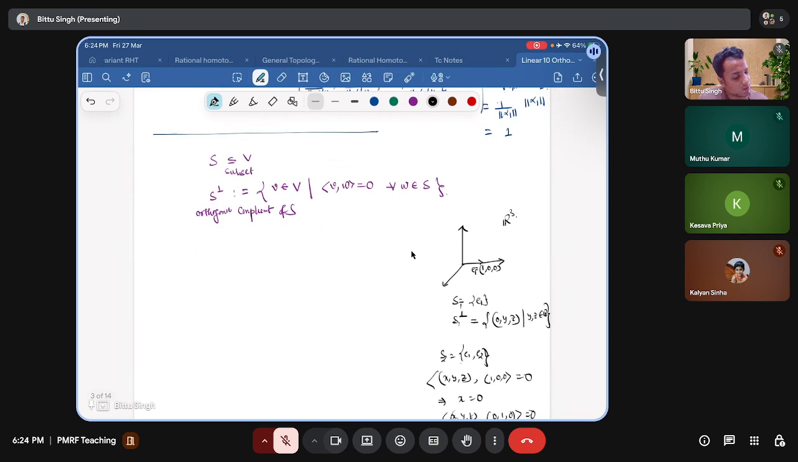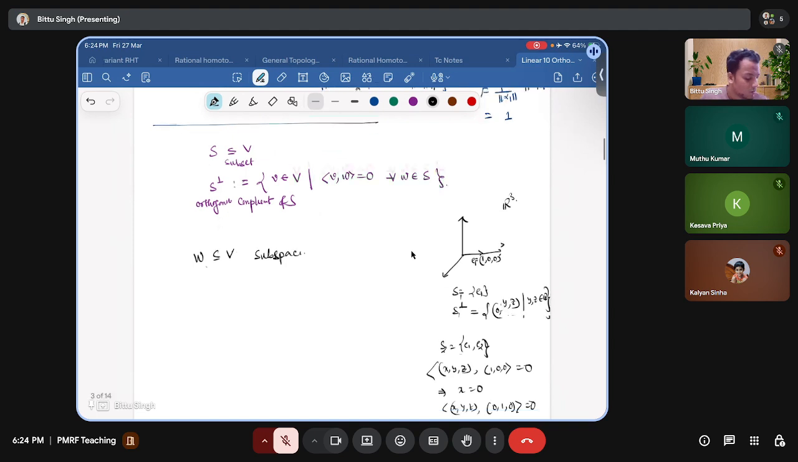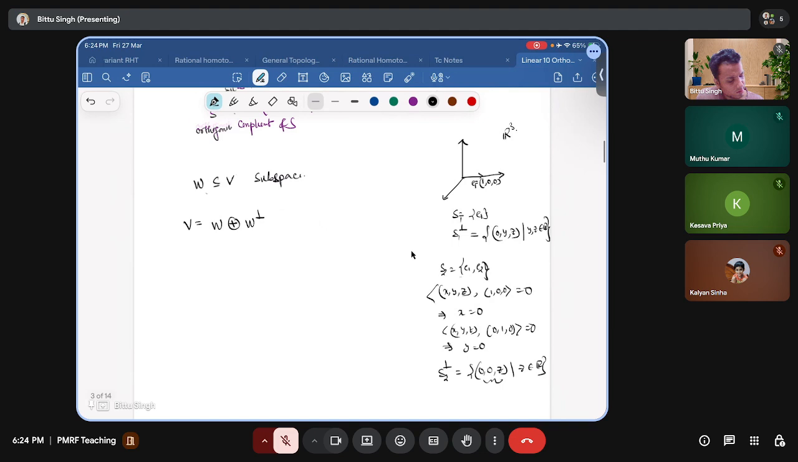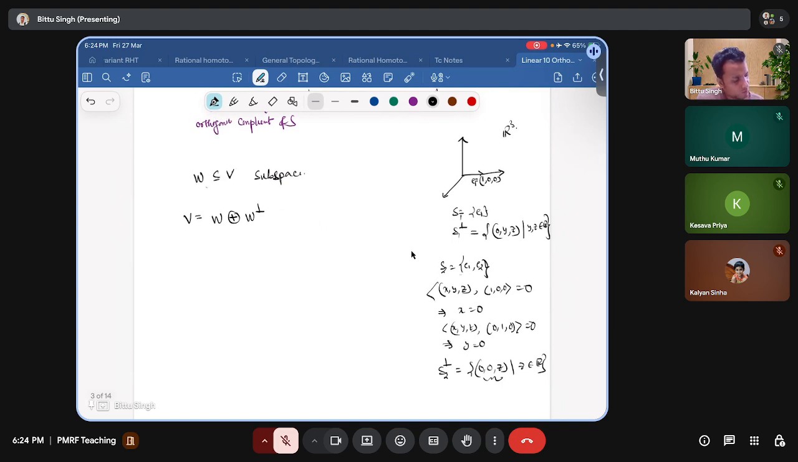The interesting thing is that, suppose W is a subspace of phi, this is a subspace now, then you can always express phi as the direct sum of this W and the orthogonal complement of W. This is always possible for the finite dimensional case. How can we do this kind of thing?